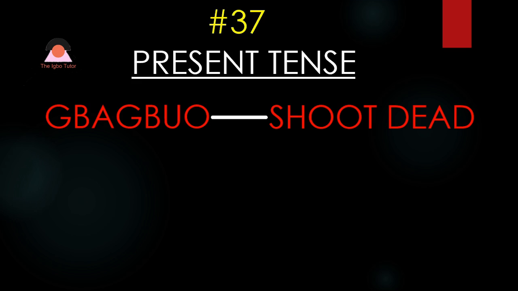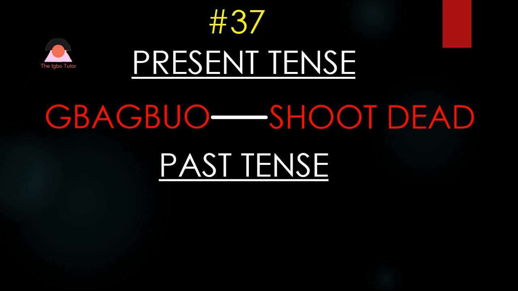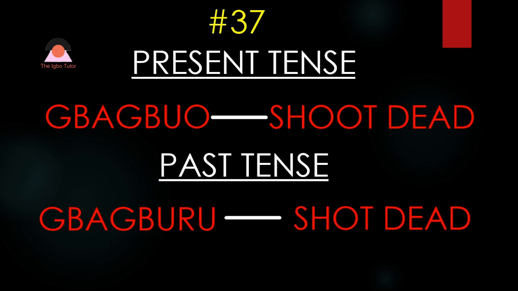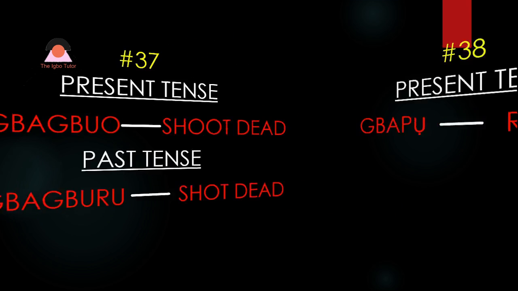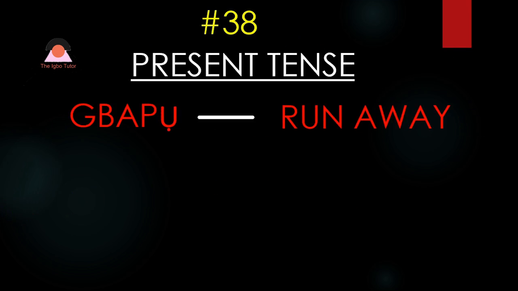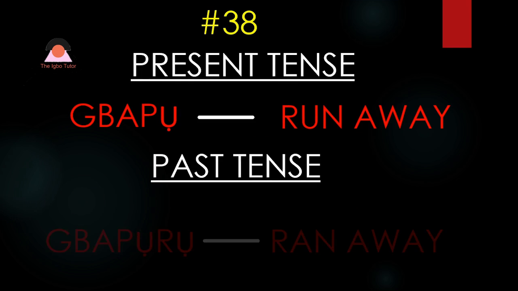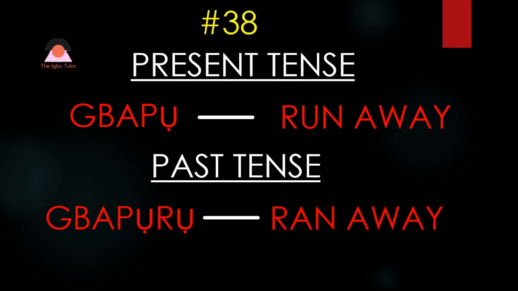And the word is babuo. Okay, shoot to death. What is the past tense of this? Past tense is baburu. Baburu, shot dead. Let's go on to 38. The word is bapu. Bapu means run away. What is the past tense of bapu? It is baporo. Baporo, ran away.